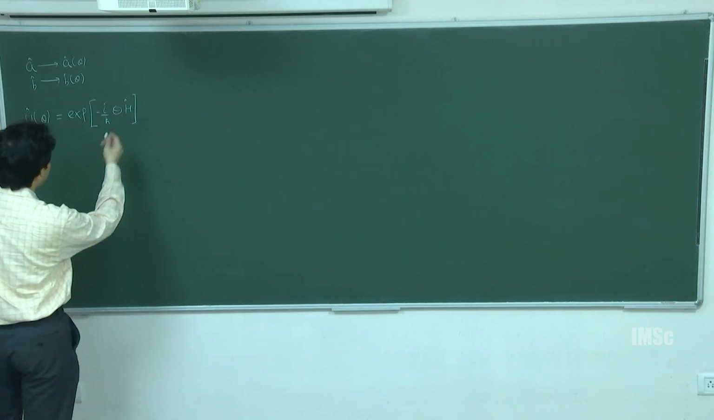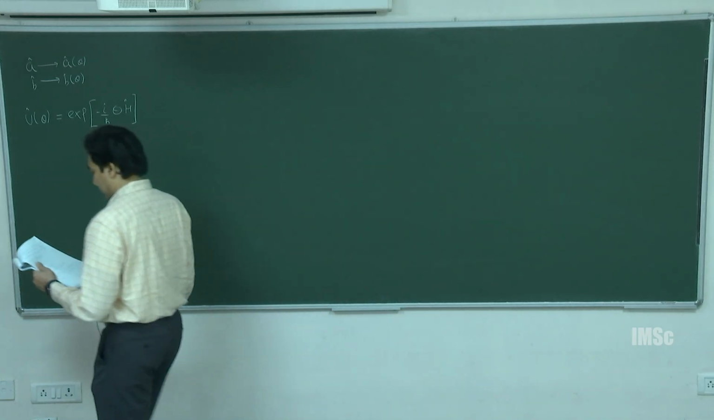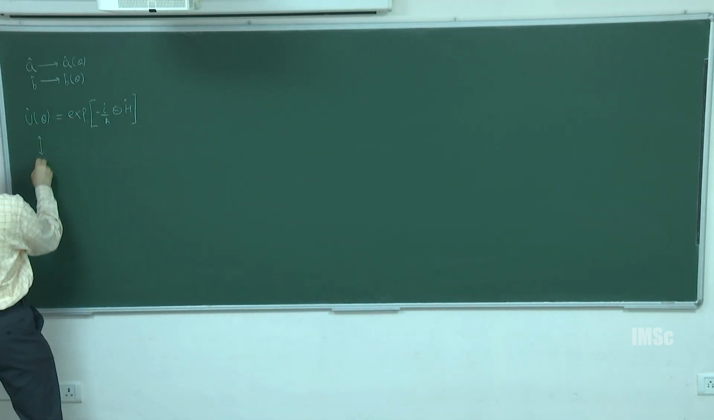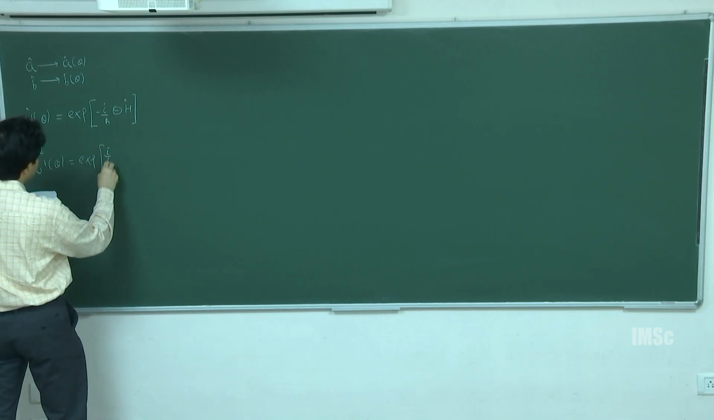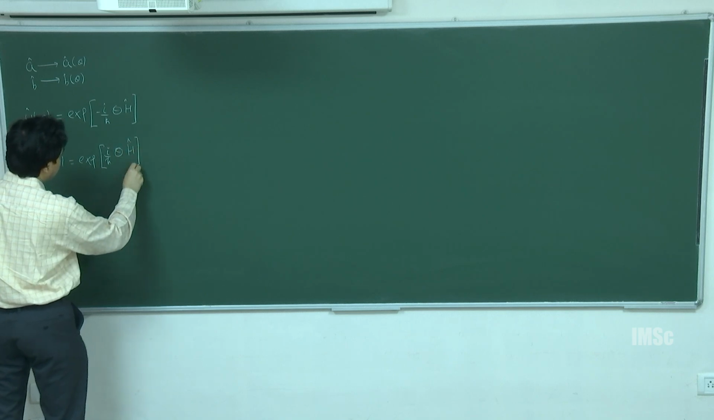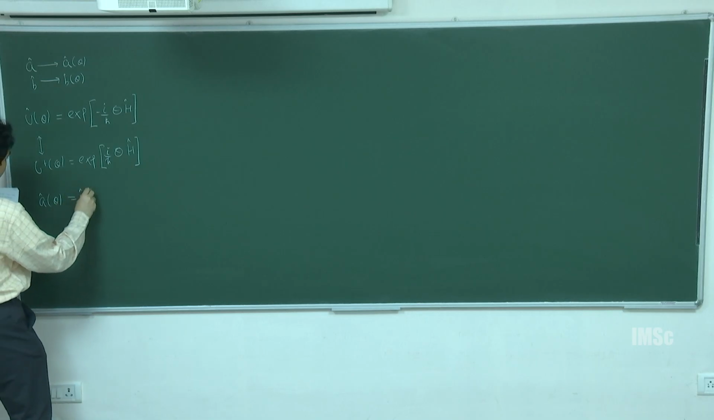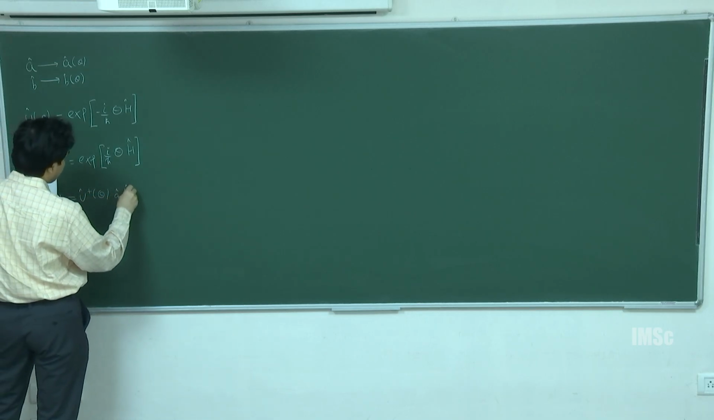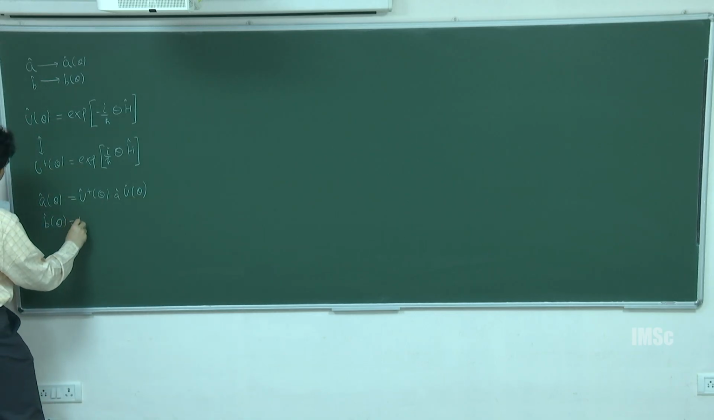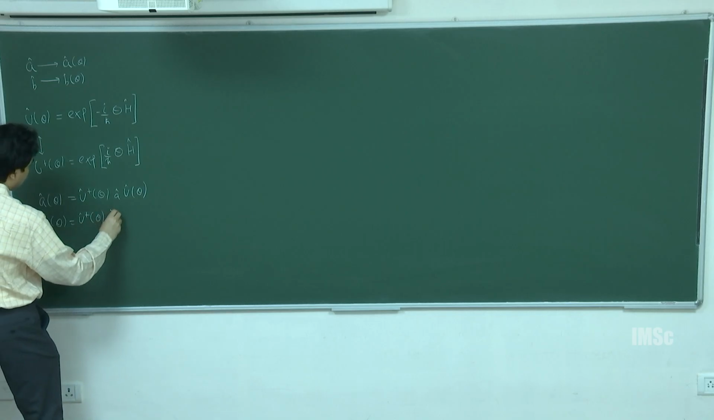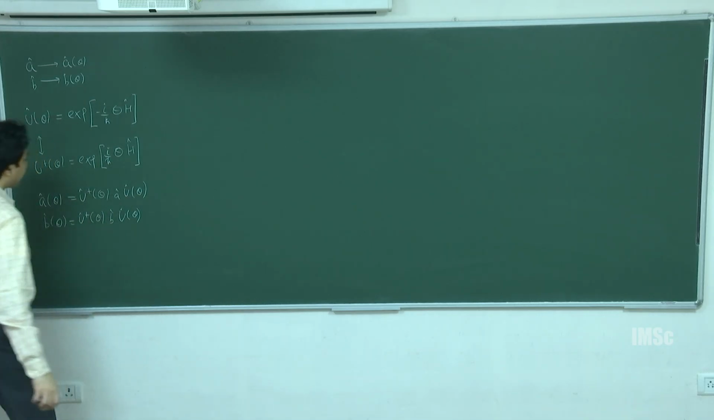You define operator U, which is the exponential of the Hamiltonian, and then if this is U dagger, now A of theta, and likewise B of theta. So this is how the unitary transformation is carried out.